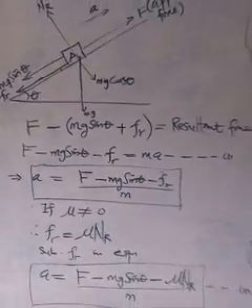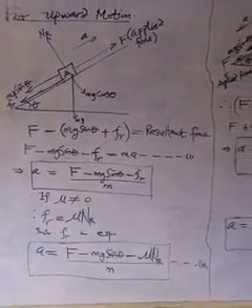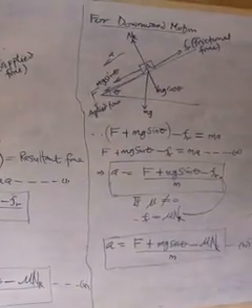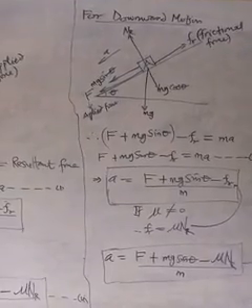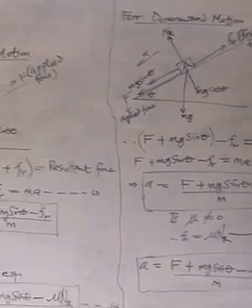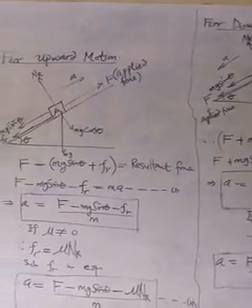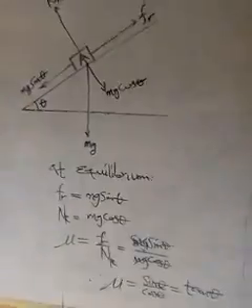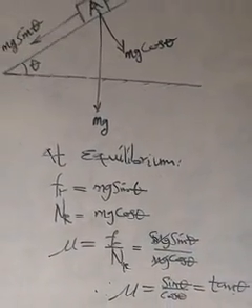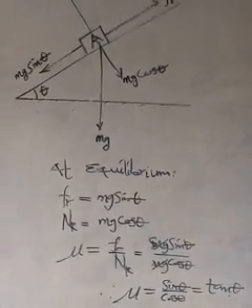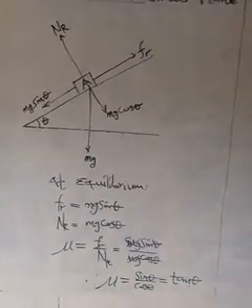So these are the equations that we can use to determine the acceleration of a body on an inclined plane, when the force applied tends to move it up the plane or down the plane. When the body is at equilibrium, we can have this set of equations. From there, we can determine our coefficient of static friction.